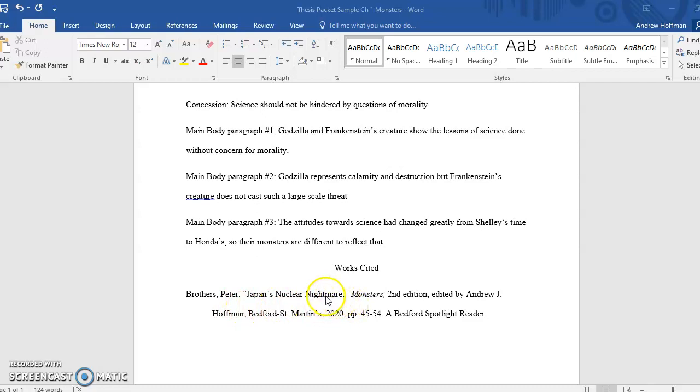Title of the work in quotation marks, right? Japan's Nuclear Nightmare with a period. Monsters italicized with a comma. It's in the 2nd edition, so that's important. Comma, edited by somebody really smart. There you go, comma. Publishing house, comma. 2020 is the year of publication, comma. PP represents multiple pages, so what you're doing is you're giving the pages in the book that the work shows up at. And then a Bedford Spotlight Reader is the name of the series.